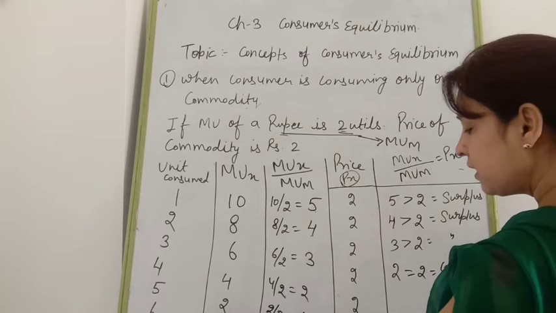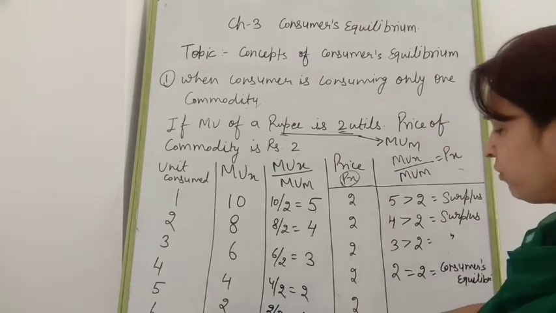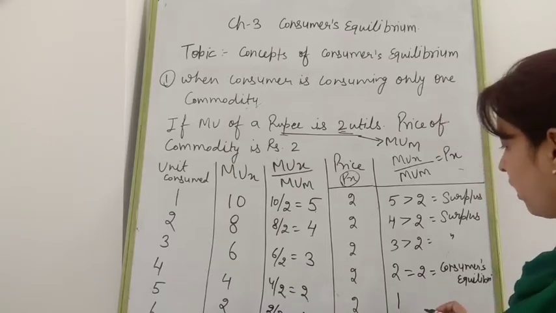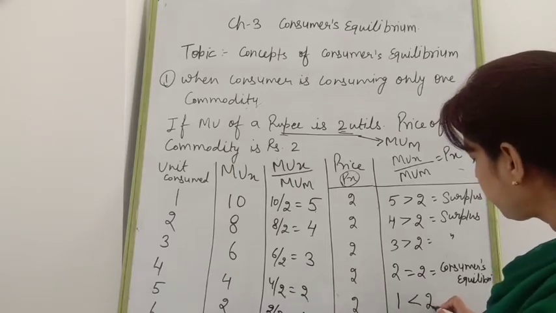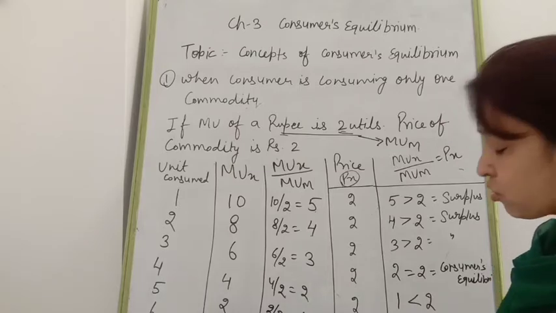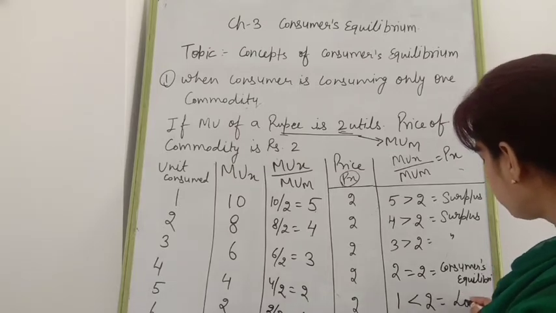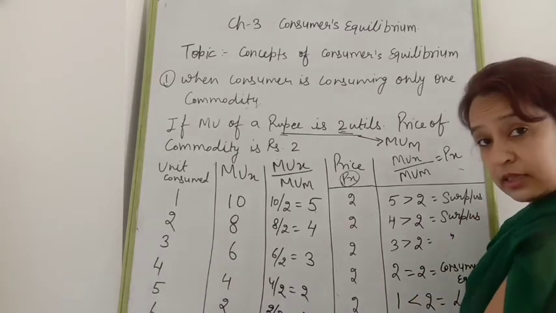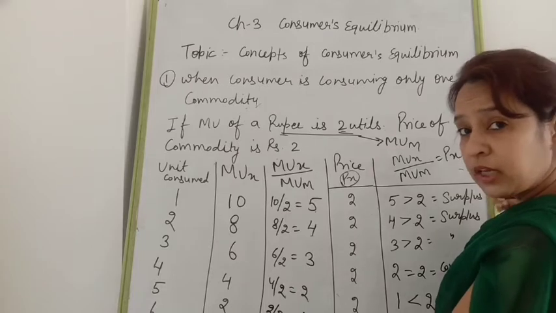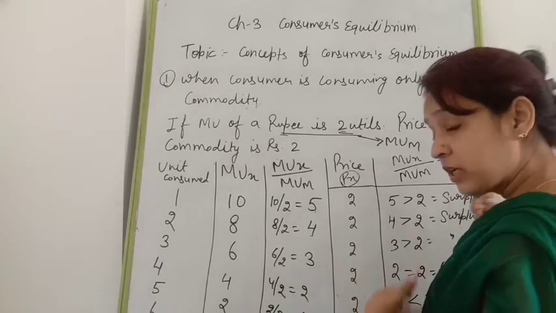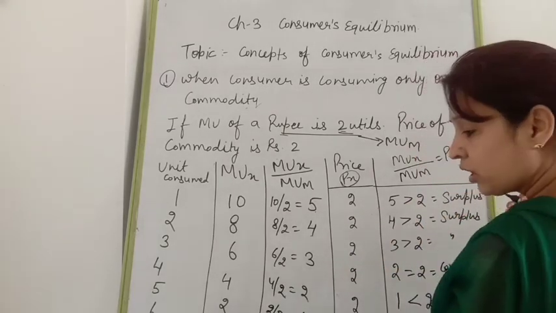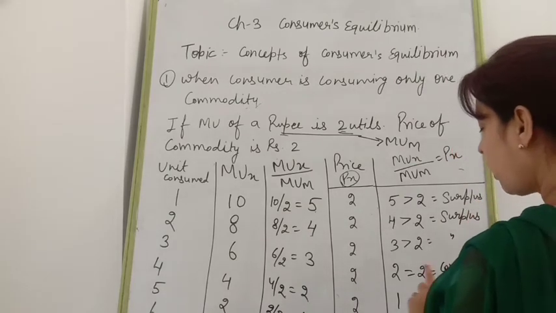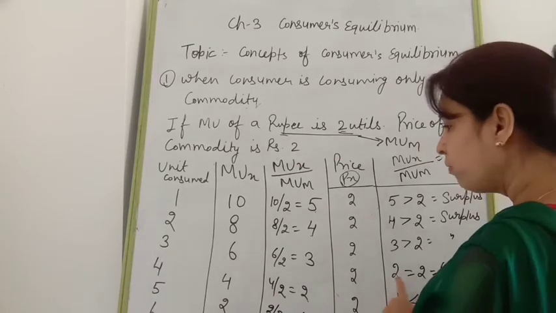Why? Because you can see here at the fifth unit he is going to get a satisfaction of 1, but the price, whatever his expenditure is, that is 2. So in which position will he be? Loss position. A consumer never wants to get a loss while consuming any kind of commodity. If he is facing any kind of loss, he will not consume this commodity. So he is going to stop consumption here after reaching the consumer equilibrium point.